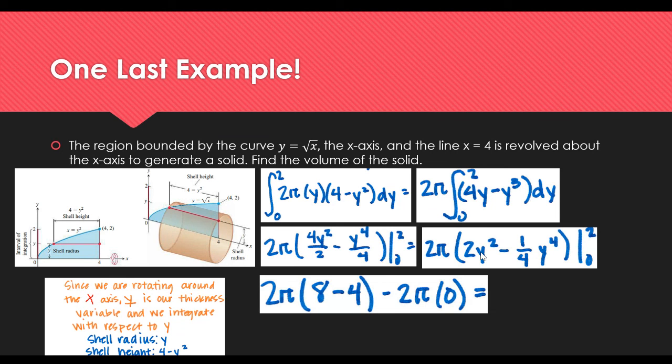So 2 squared is 4 times 2 is 8. 2 to the 4th is 16, divided by 4 is 4. My zeros don't matter. 8 minus 4 is 4, times 2 is 8 pi. So the volume of it, when I rotate around the x-axis, is 8 pi. So that's how the shell method works.